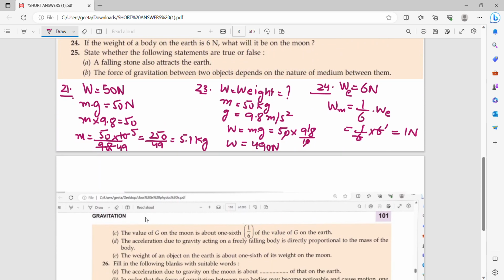Question number 25, true or false. Can you please read the question? Is it true? You can check the answer from the back as well. Because both of them put force on one another. Next question, please. Is it true? You can tally the answers from the back, Sheena. Again and again, I'm repeating. Next question, please.